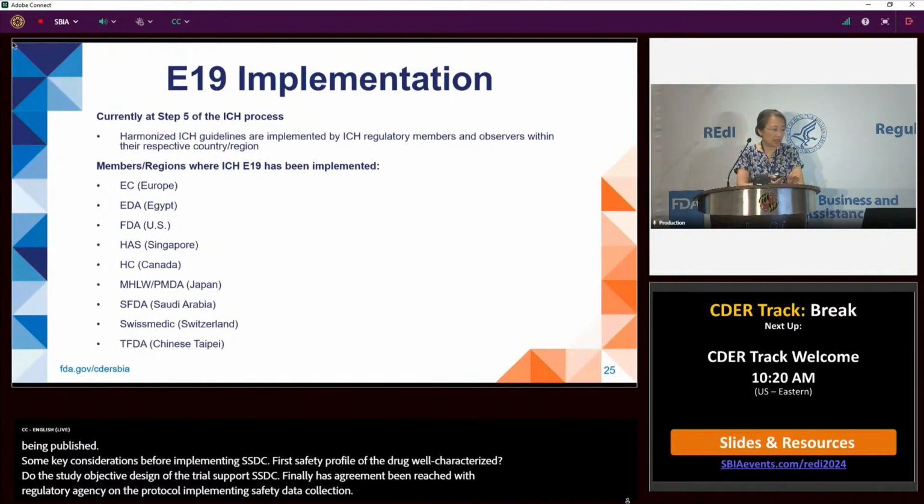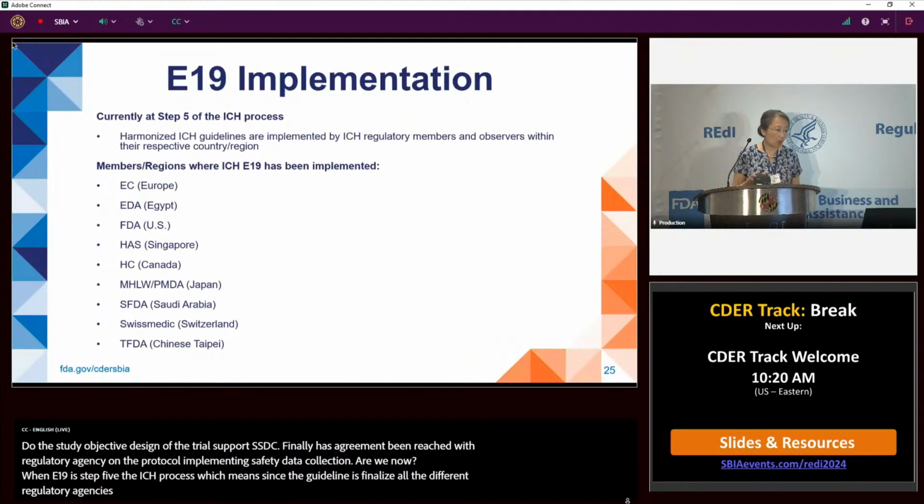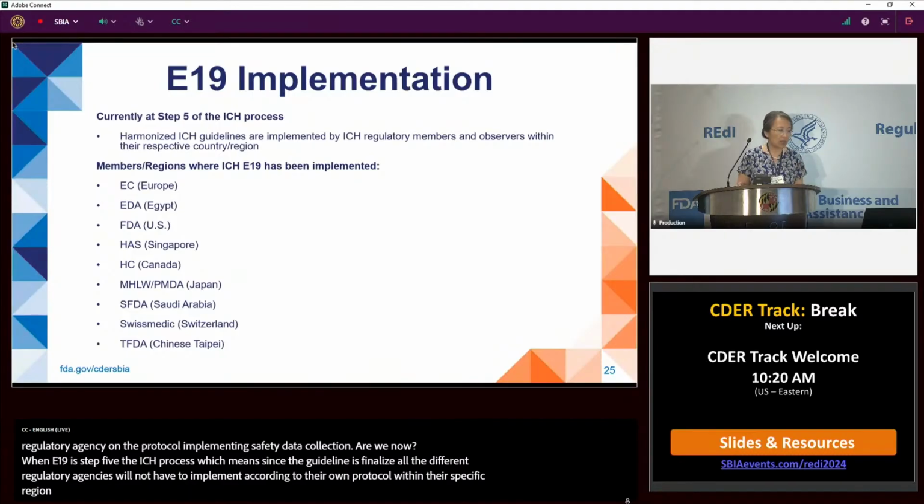E19 is at step 5 of the ICH process, which means that since the guideline is finalized, all the different regulatory agencies will now have to implement it according to their own protocol within their specific region or country. I list here the members and regions where ICH E19 has been implemented. I haven't looked at the site, but you can go to the site to see if anything has been updated. But this is really exciting because, as I mentioned, in 2016, there was just the FDA guidance.